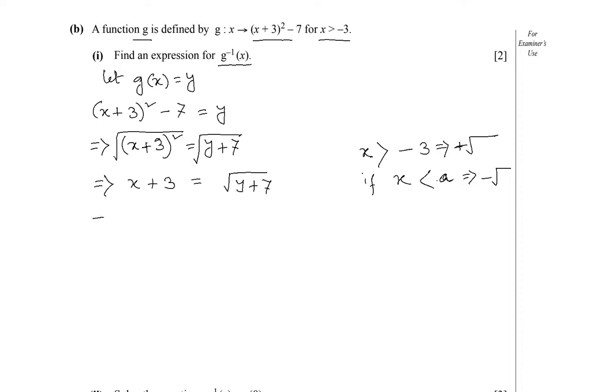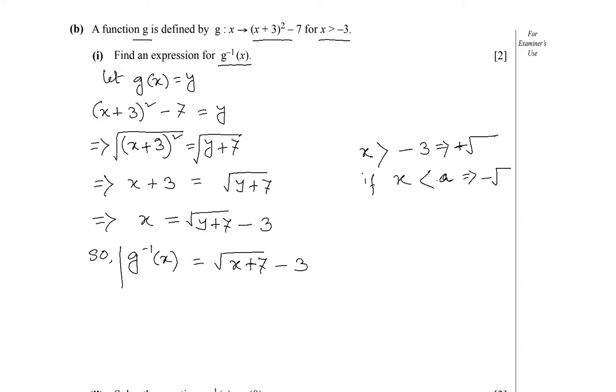Okay, now let's get back to the original equation. So x will be equal to √(y + 7) − 3, because we subtracted 3 from both sides of the equation. Since we made x the subject, our g⁻¹(x) will be √(x + 7) − 3. So we got the expression of g⁻¹(x).